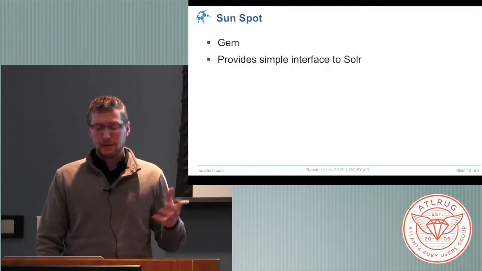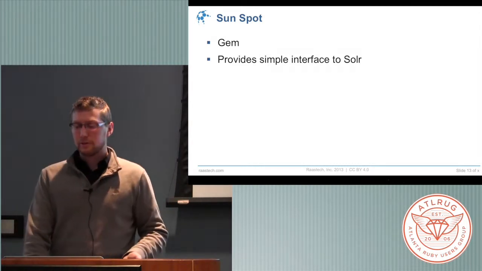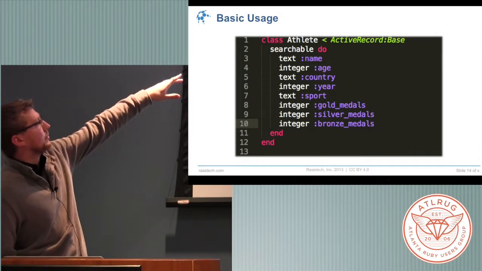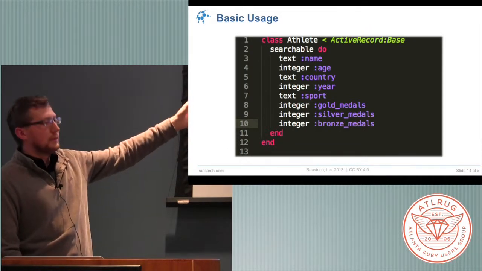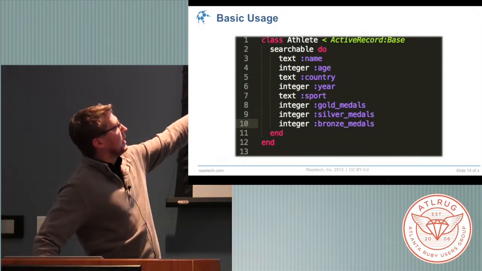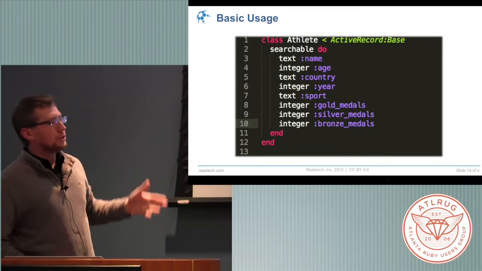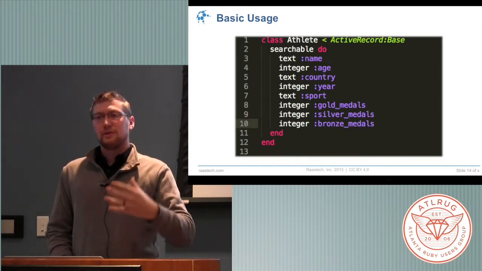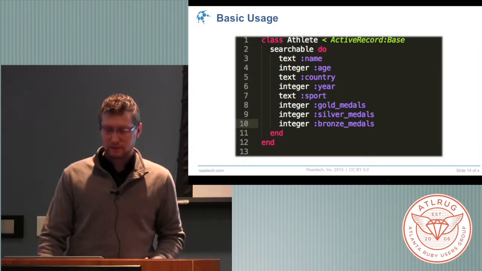So as far as the gem, Sunspot's the one that I use. There are a couple others, but this seems to be the more popular one. It provides a very simple interface, and you put it right into the model. So as you can see up here, you have the different types of fields. The field names are just symbols, as you'd mention them any other place. And then the type there, such as text, if you mention it as text, it's something that you can do in a full text search, which I'll show you in a bit. Integers and strings, you're able to do a search with specifics. So it's more like a SQL query. You can limit on a specific value, this has to be equal to, let's say, 2008 in this case.